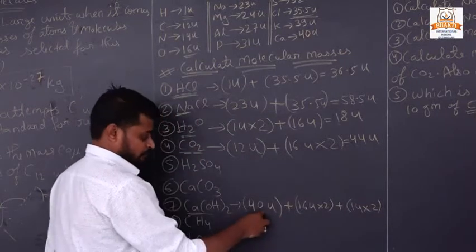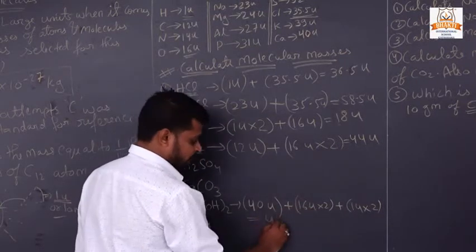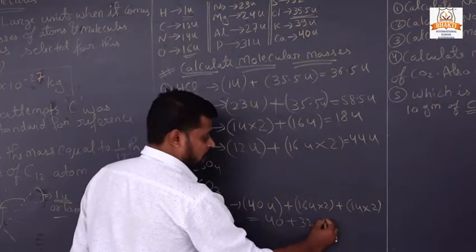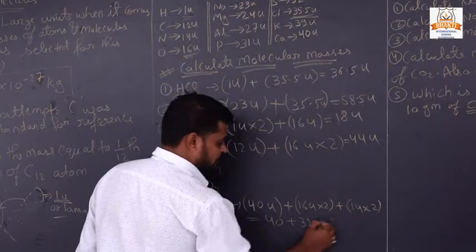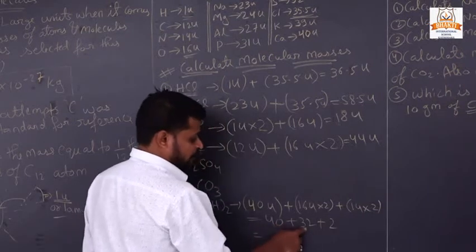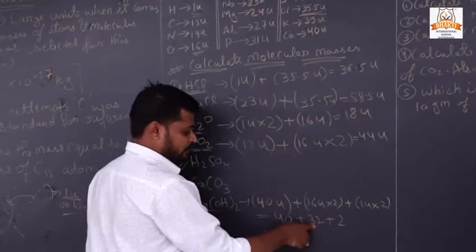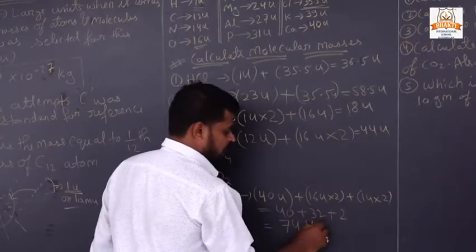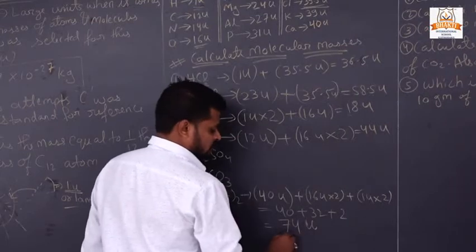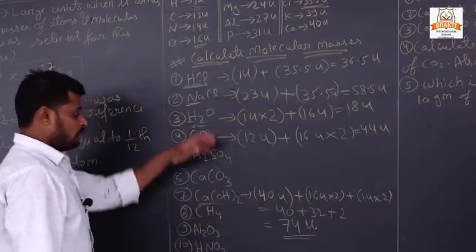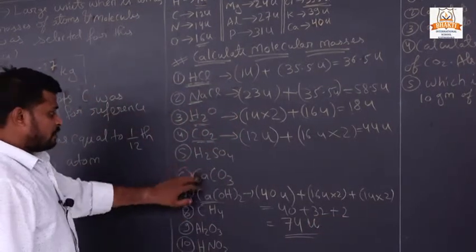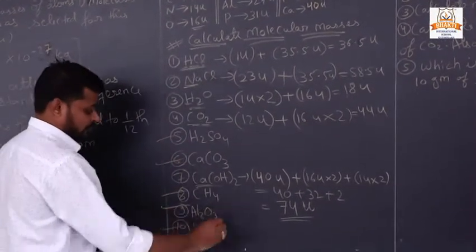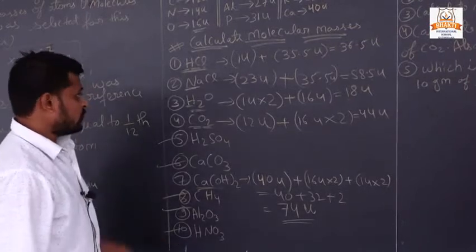So 40, 16 into 2 is 32, and 1 into 2 is 2. Then 40 plus 32 is 72, plus 2 is 74 unified mass. So like that we have to solve all the questions. These questions are homework for you. You have to find these 5 questions on your own.